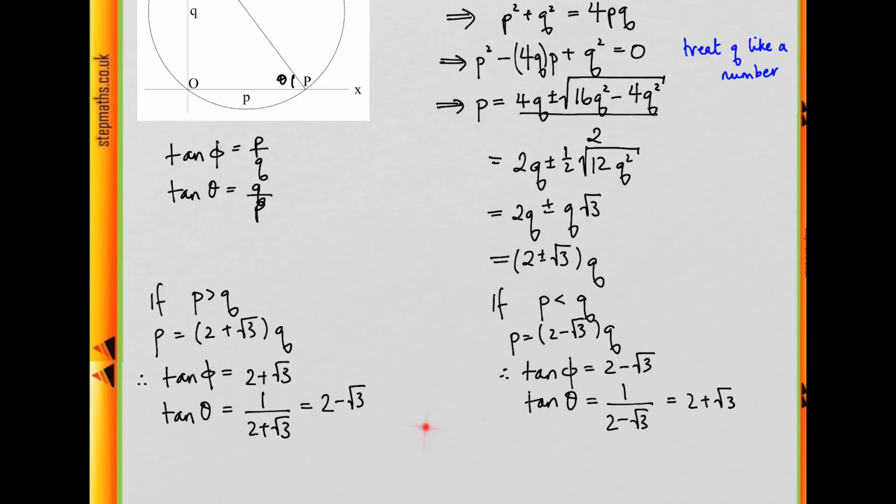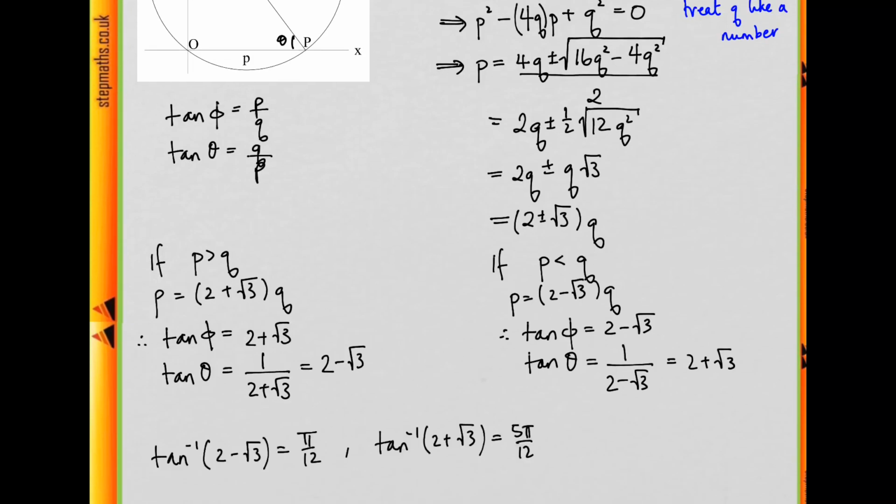And it's enough to just leave it like this in terms of the tan thetas and tan phis. Arctan of 2 minus root 3 is actually pi over 12, and arctan of 2 plus root 3 is 5 pi over 12, but they didn't actually expect you to know this. So you can just leave your answers like this, or else you can just say theta is equal to inverse tan of this, and so on.